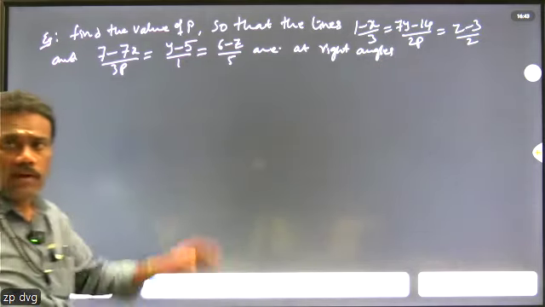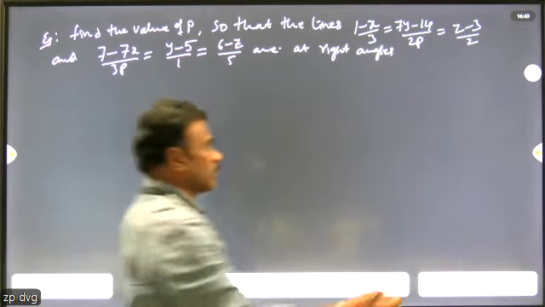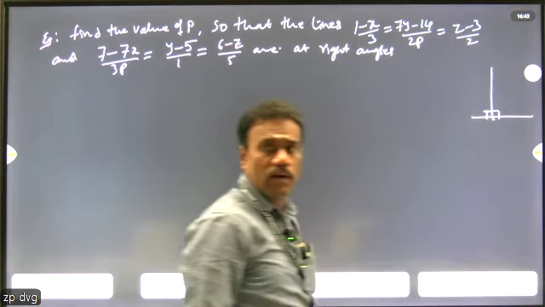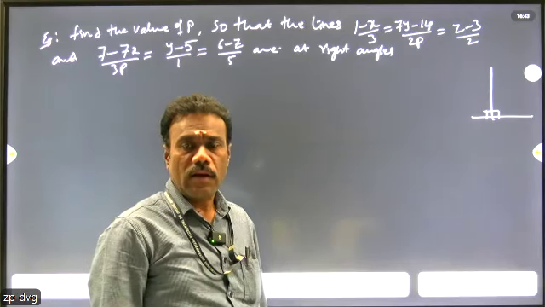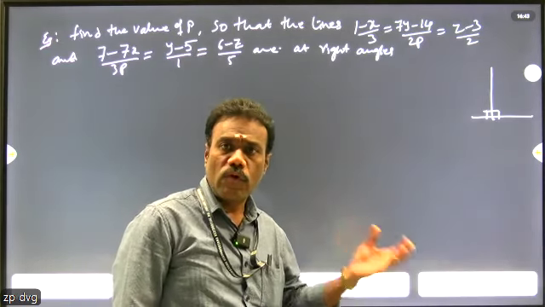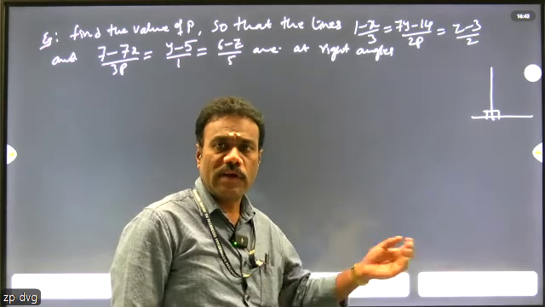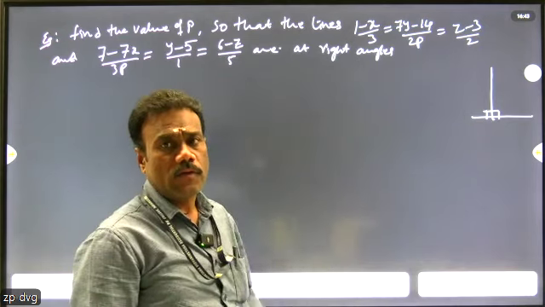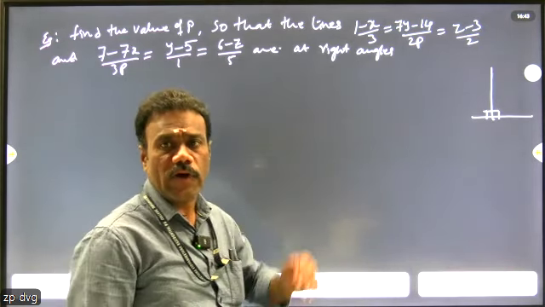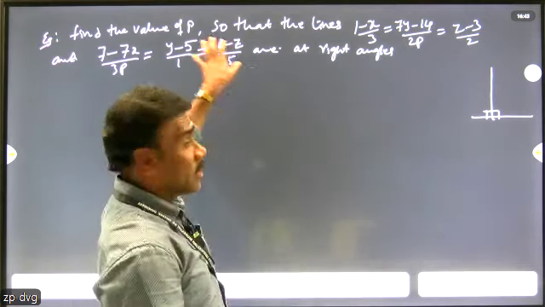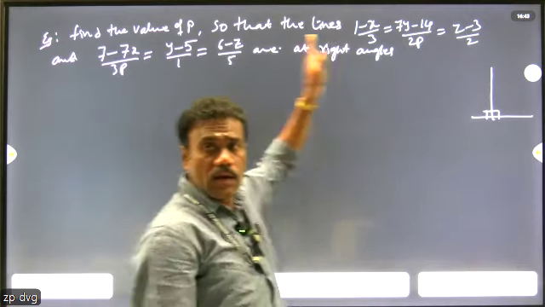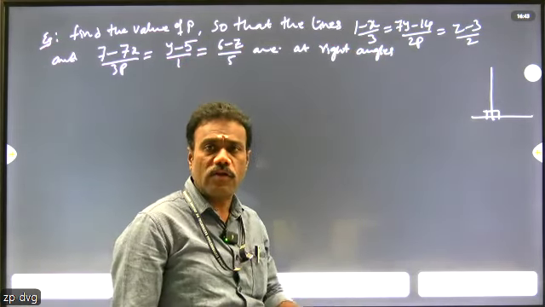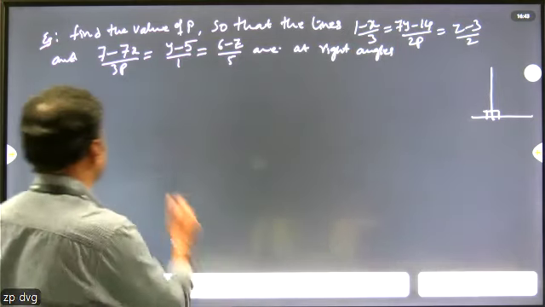So now given two lines are at right angles. Right angles means two lines are perpendicular. When two lines are perpendicular, if you know the direction ratios of the lines, you can use the condition a1 a2 plus b1 b2 plus c1 c2 equal to 0. So first we have to find the direction ratios of the given first line and of the given second line. Let us see the solution.